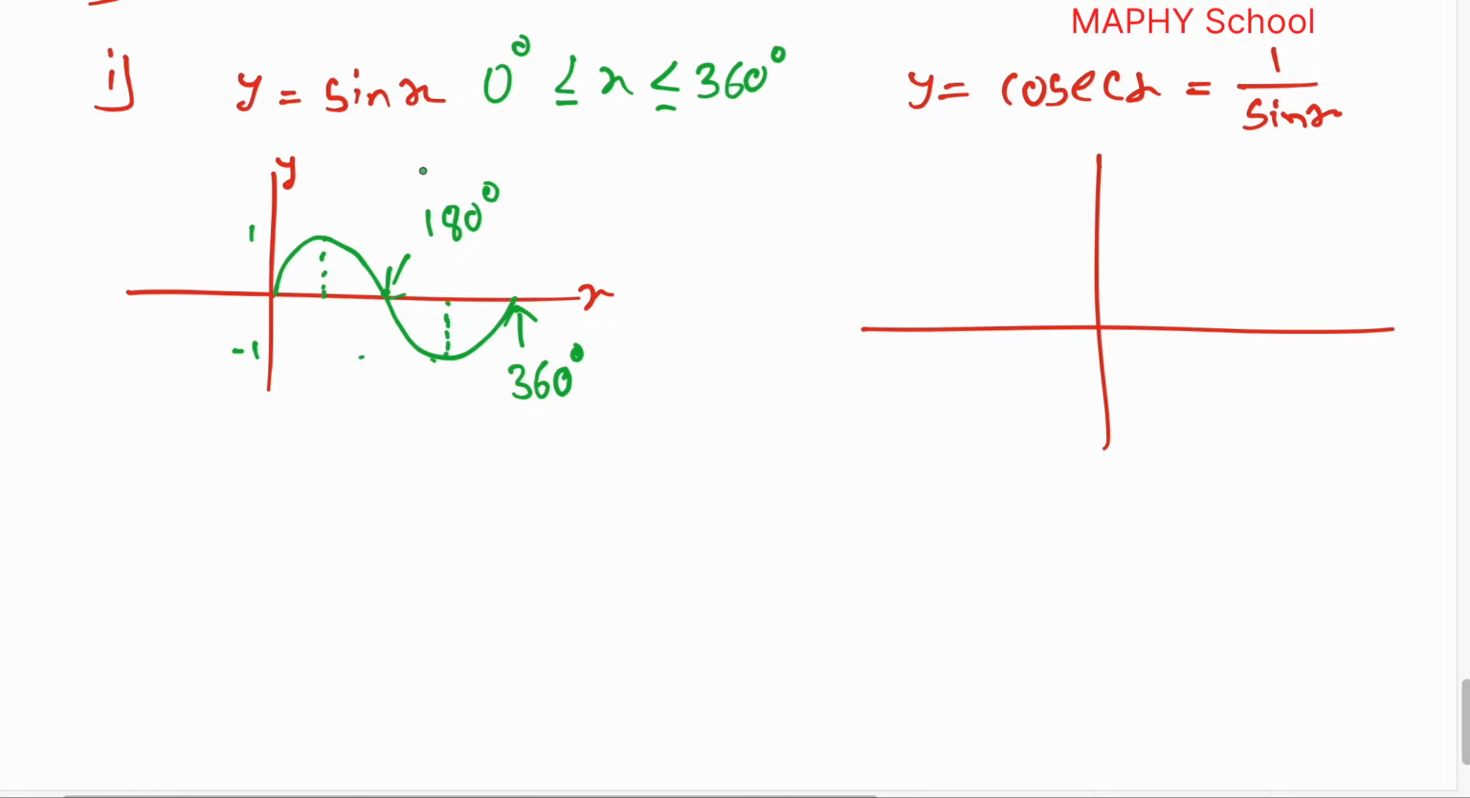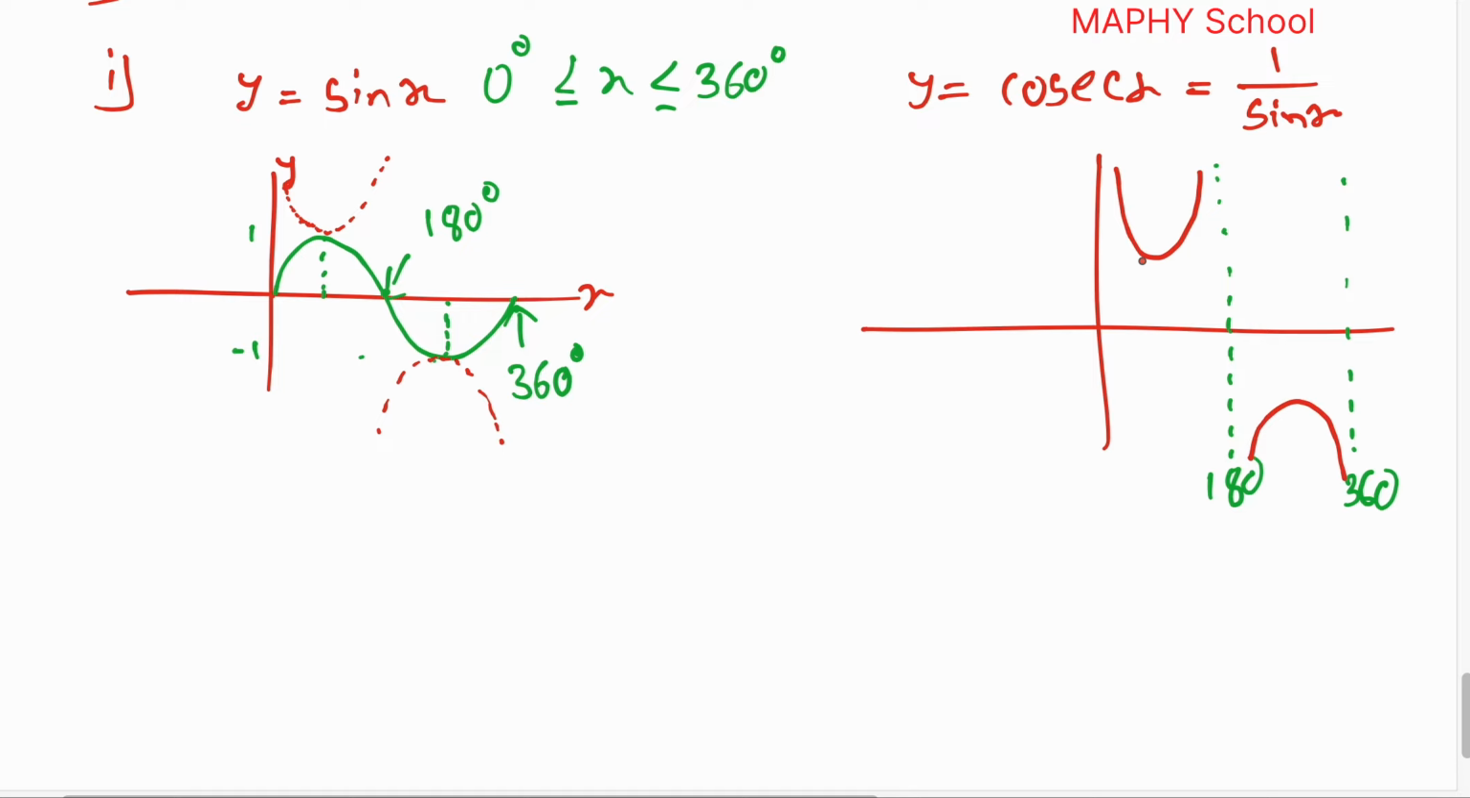Between 0 and 360, the curve y equals sin x cuts the x-axis twice, at 180 and at 360. That means there will be two asymptotes, at 180 and at 360. An easy way to draw it is something like this. 1 by sin x will be just the opposite, a reflection. So a curve will be like this way, and here it will be like this way. Remember it as a shortcut. So this will be 1 and this will be minus 1.